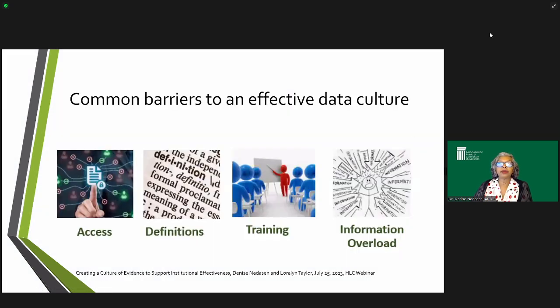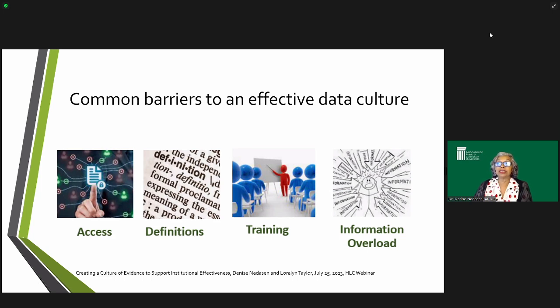So, common barriers to an effective culture. According to some of the work that we've done, and this has been validated by a Gates-funded project called the Intermediaries for Scale, these are the biggest barriers to data literacy, and they include access. Do faculty and staff have access to the data they need? Training: who teaches them how to use the data?